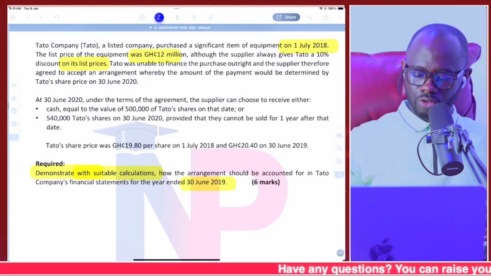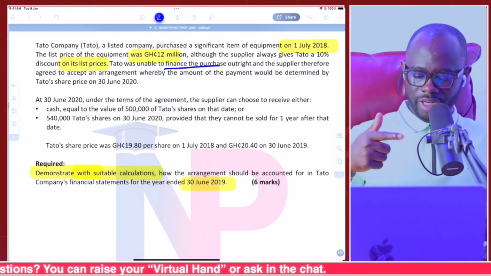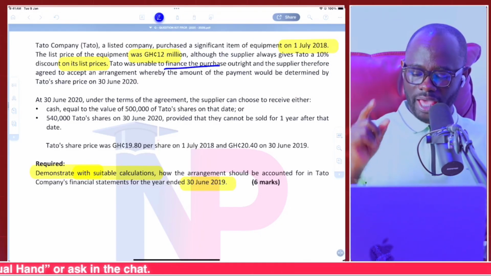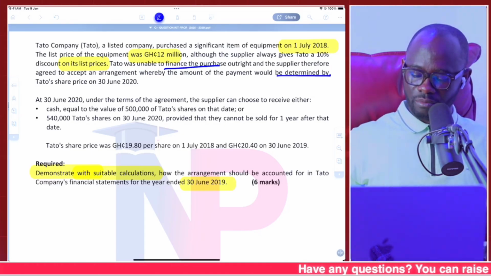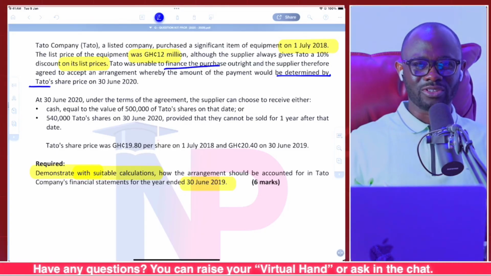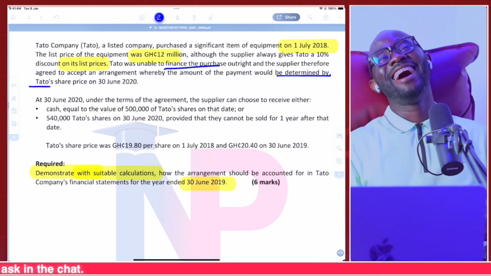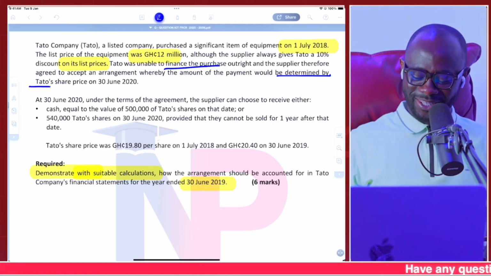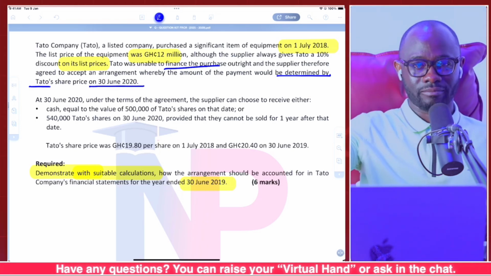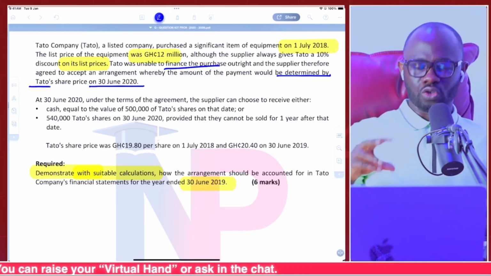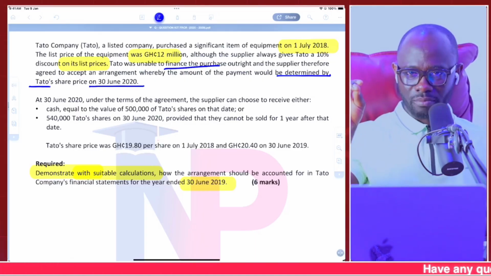Tano was unable to finance the purchase outright, and the supplier therefore agreed to accept an arrangement whereby the amount of payment will be determined by Tano's share price on 30th June 2020. So this is like in 2 years' time. So they said we can't finance, so they will take a payment based on the share price.